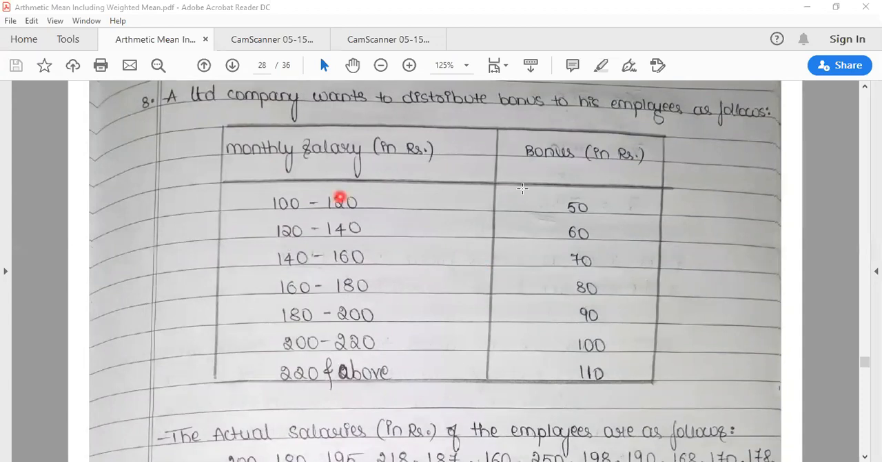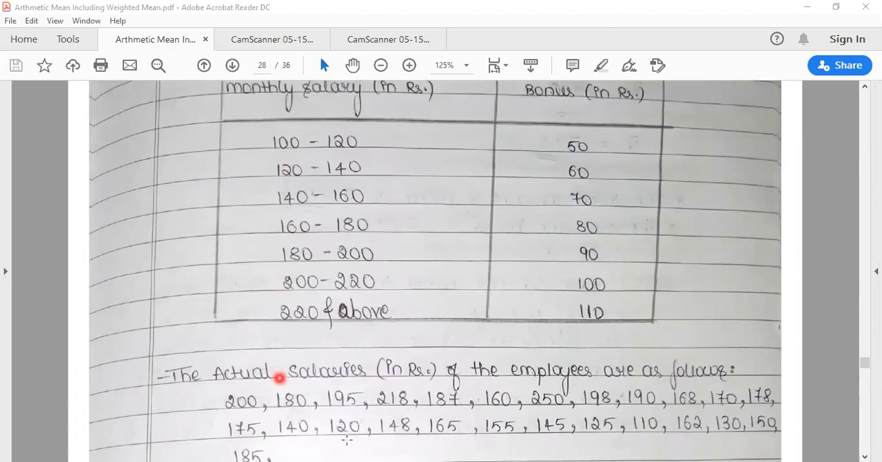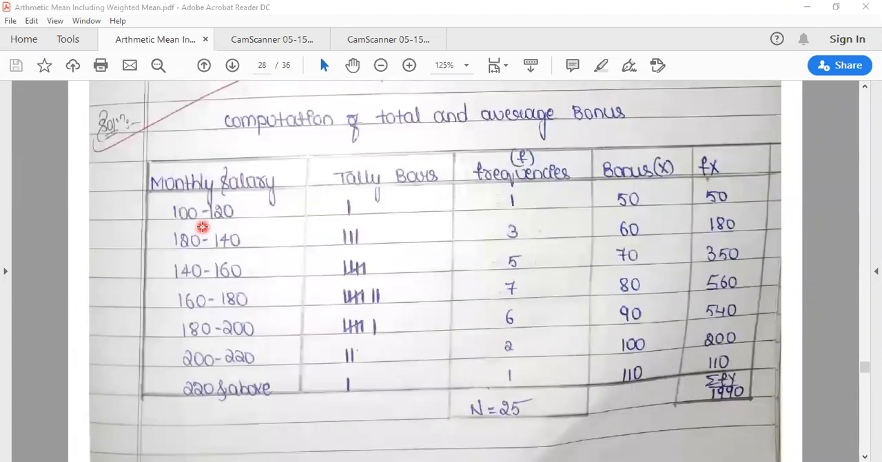So they've given us monthly salary and bonus. Don't blindly take this as X and F. No, read the question further. The actual salaries of the employees are given to us. So these are the salaries of employees, and for these employees there are bonus criteria given. So we have to analyze and restructure this question to solve. To go on further, write down those class intervals, and if you see here 220 and above is given, do not change anything, just write down the question.